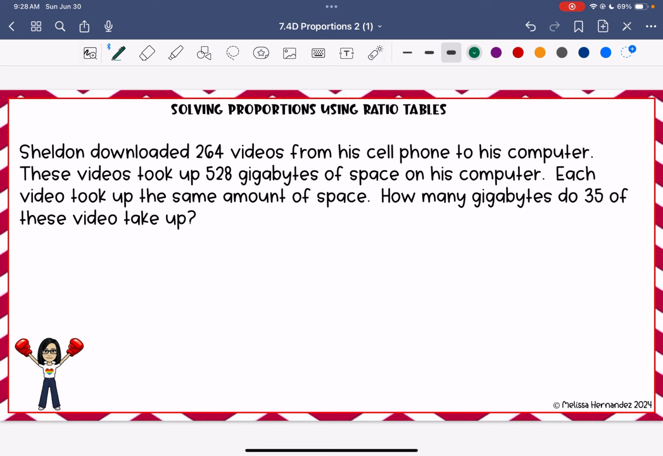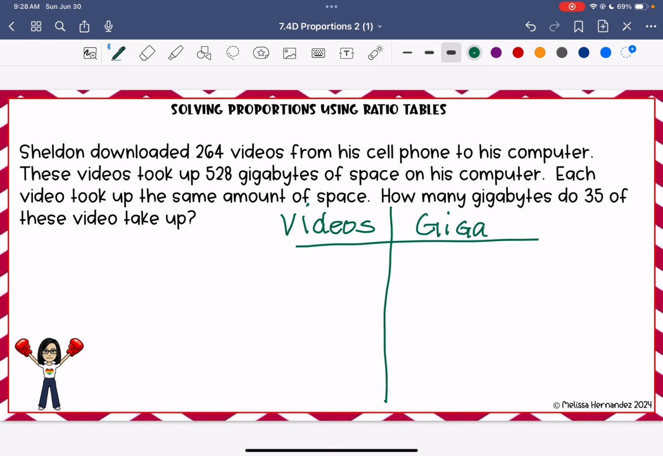So we're actually comparing videos to the space, which is measured in gigabytes. So I'm going to set up a table for videos. I like the tables to be vertical. I know some use horizontal. I contemplated, it's not really my thing. It's easier for me and my preferences to do it this way. But it all works out.